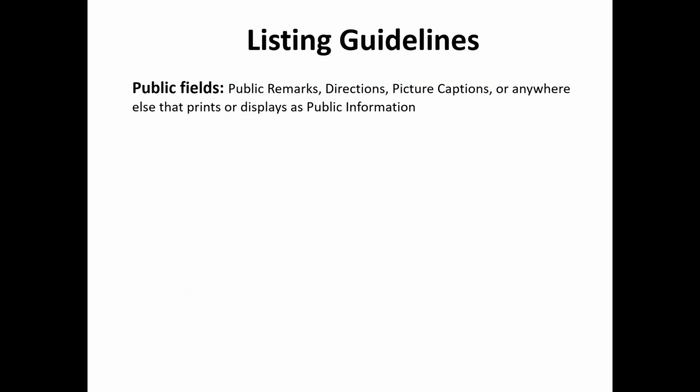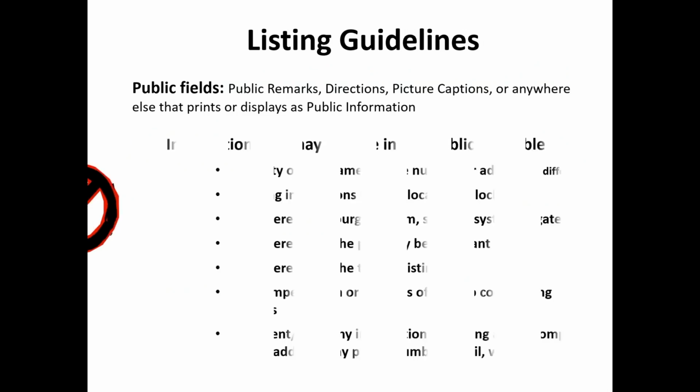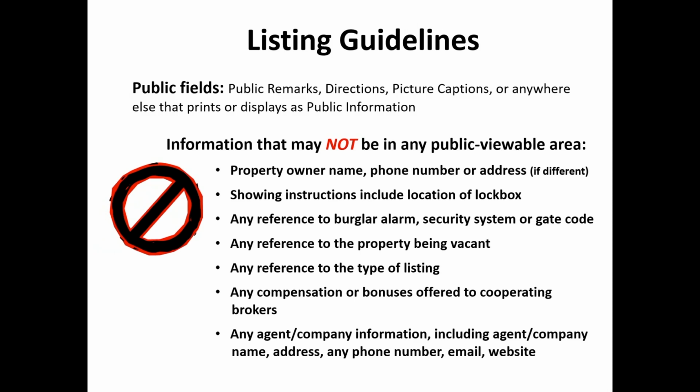All right, so let's talk about some of the guidelines of what you can and can't put in your listings. So there are public fields and private fields. In the private fields, you have a lot of discretion as to what you put in there about who to contact, here's a phone number, things like that. But in the public fields, you've got to be very careful because this is the information that's going to display on IDX sites, Realtor.com, Zillow, Trulia, etc.